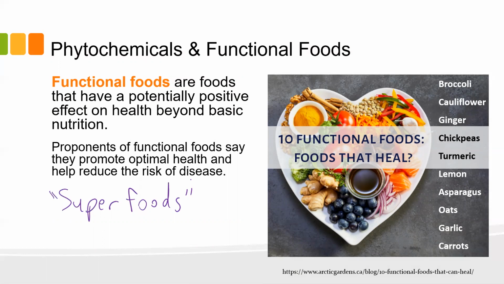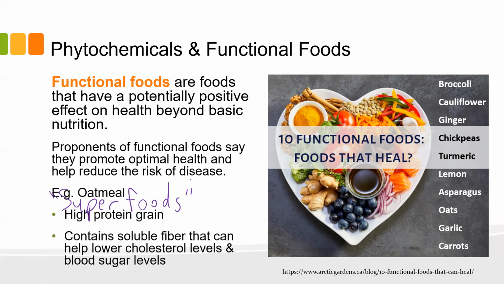Oh, I think I messed up there. I sort of wrote over my PowerPoint. Oatmeal is a good example of a superfood, right? If you compare oatmeal to other grains, oatmeal has a lot of good protein in it. It also contains a lot more fiber than a lot of other grains. And of course, we know fiber is good for the things that we just talked about, lowering cholesterol levels and helping to maintain good blood sugar levels and things like that.